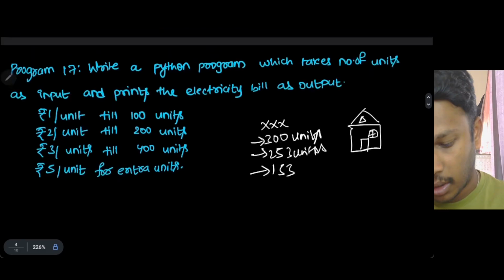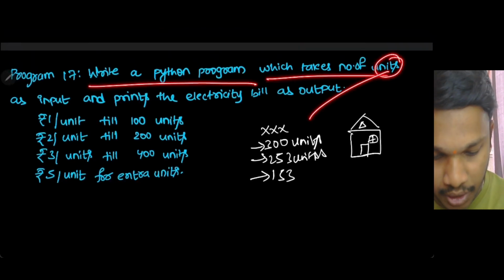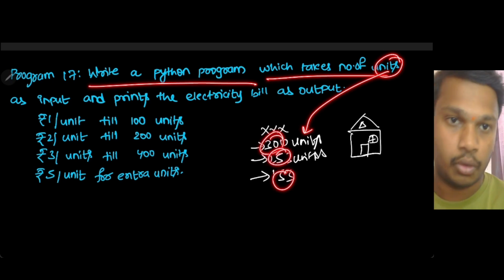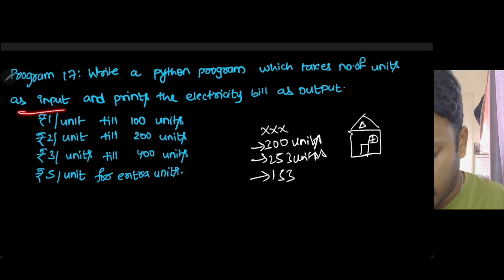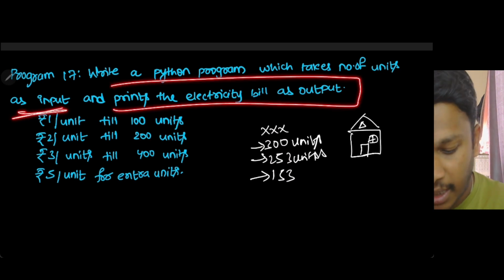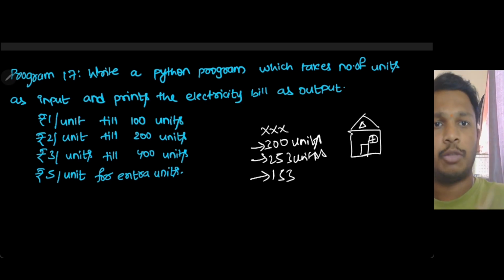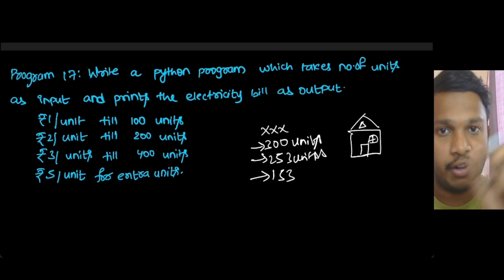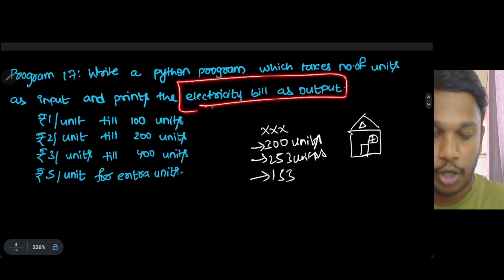First, let's read the question. We need to write a Python program which takes the number of units as input. So basically, what is the input for our program? The number of units. And we need to print the electricity bill, meaning how much amount you need to pay. This month you need to pay 500, 600, or 555 rupees. How do we calculate that? We need to print the bill amount as the output.